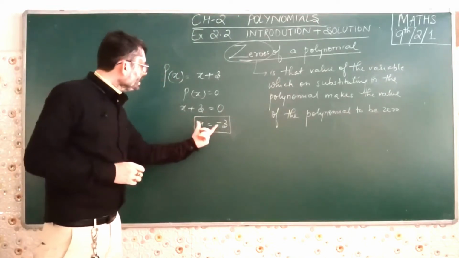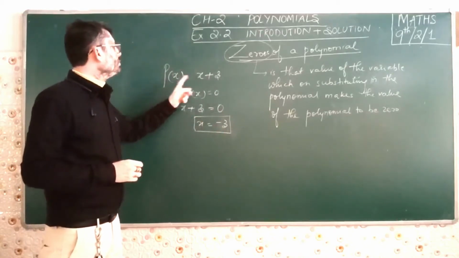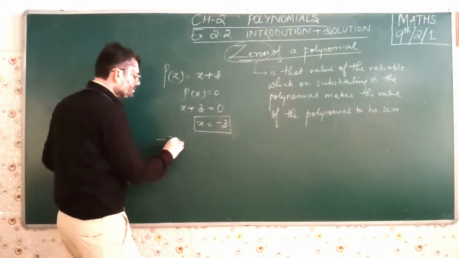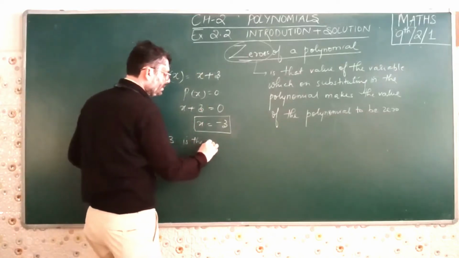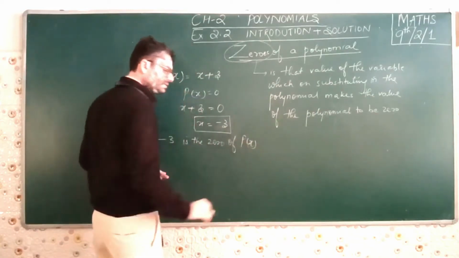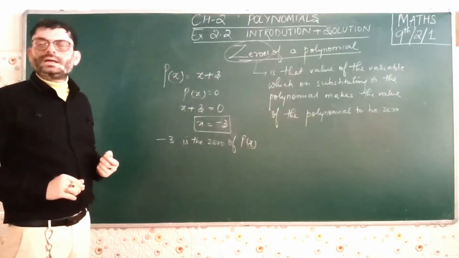Now if we check it, if we put this value of minus 3 in the polynomial, the value of the polynomial as a whole becomes 0. So we can say here minus 3 is the 0 of p of x. That means at this value the polynomial becomes 0.